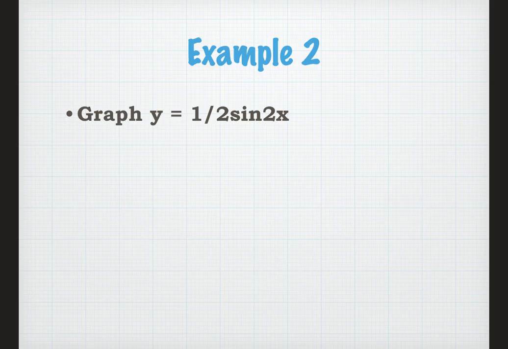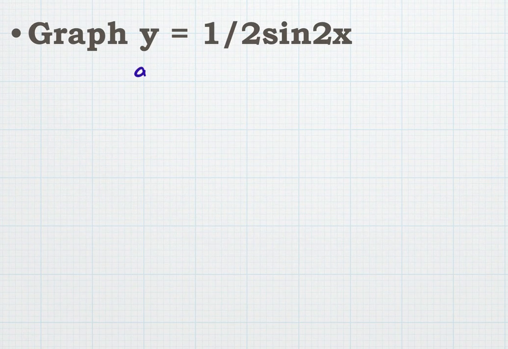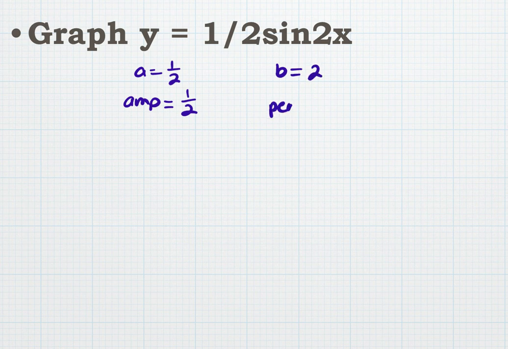All right. Now I get a half sine of 2x. Same exact steps. Go to A. What is A? A half. So my amplitude is a half. That keeps it, right? Absolute value. B this time is what? 2. So the period is 2 pi over 2, which is pi.